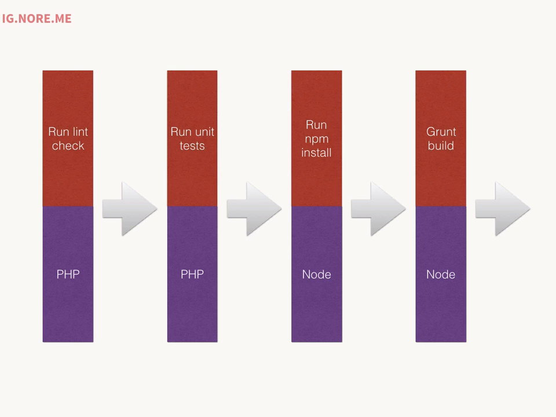So for lint checks and unit tests, we would have a PHP container running npm install and cron build. For the front-end pipeline, we would be using a node container. That way we wouldn't need to build as many containers, still have a lot of flexibility and solve the issues I mentioned earlier.